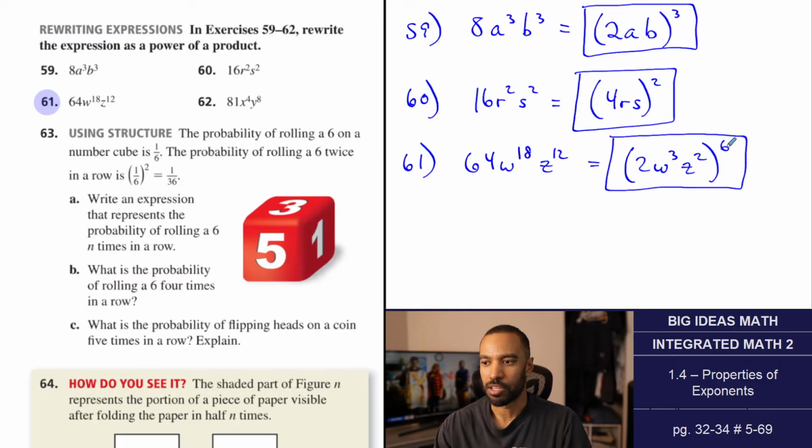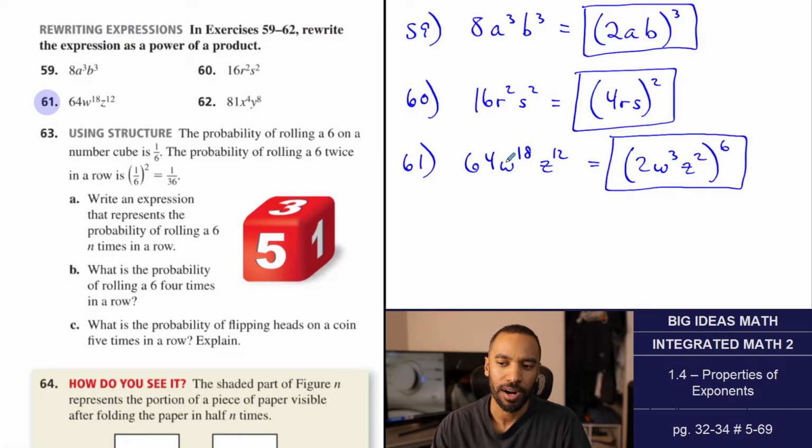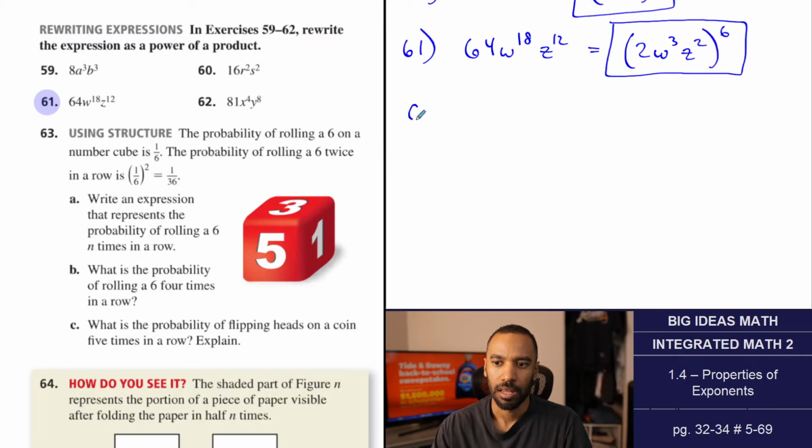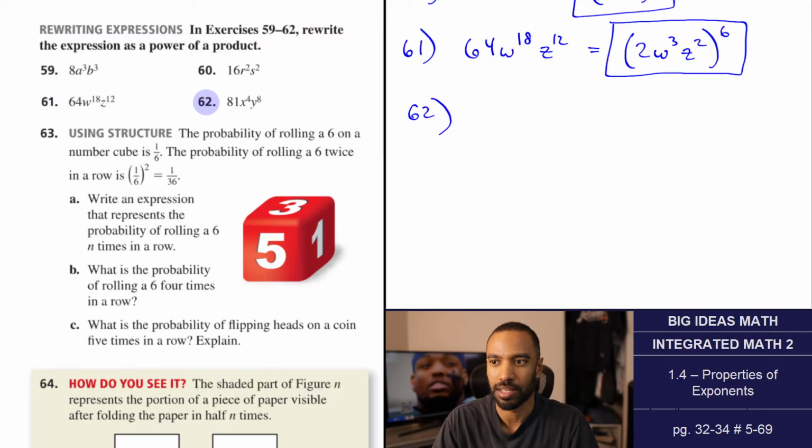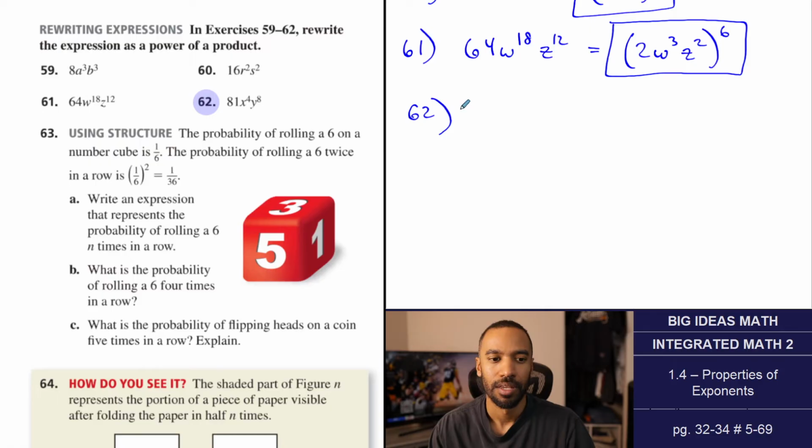If you did, say, something squared, this would be 8, W to the 9th and Z to the 6th, and something cubed would be 4 times W to the 6th and Z to the 4th, as you take the cube root and divide these by 3. Lastly, 62. So my aim is to make it as small as possible, because that's what I like. It's kind of like a greatest common factor.